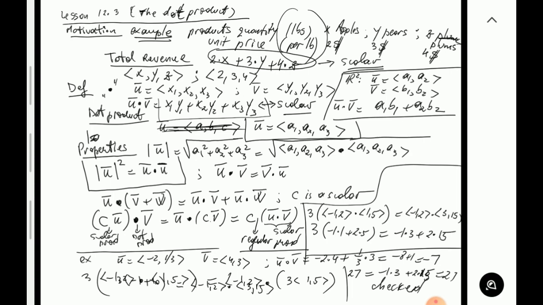So anyway, take a moment and check for yourself that the property works as intended, right? As it's supposed to. 10 minus 1, 9 times 3, 27. And on the right hand side, 27. All right. So let's move on to the second page, and then we're going to move on with some other properties related to the dot product.